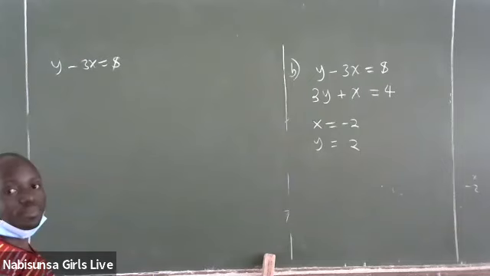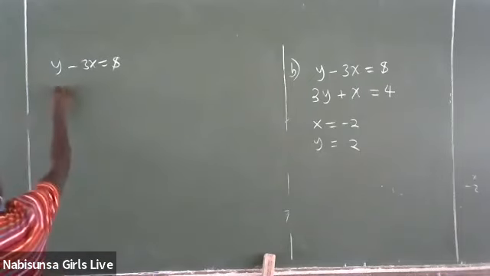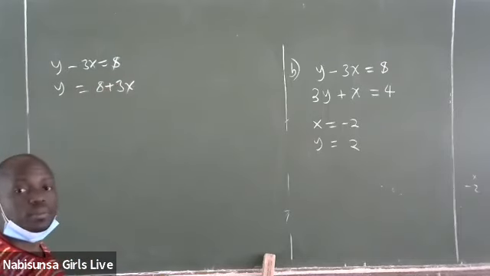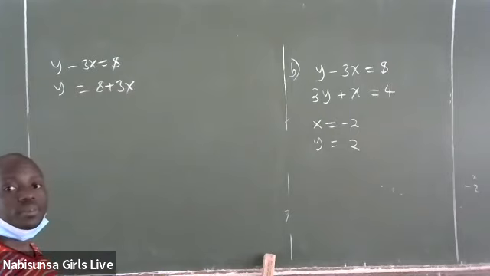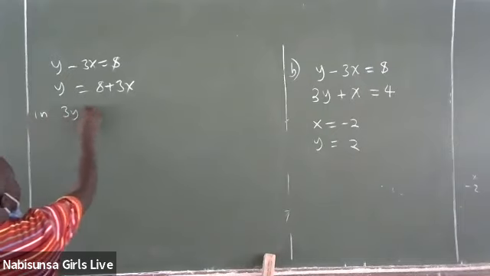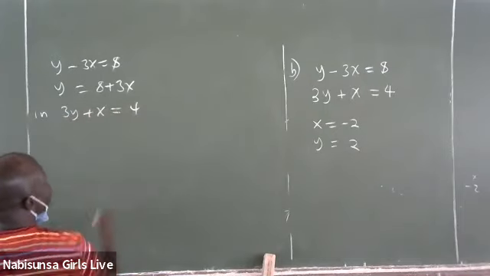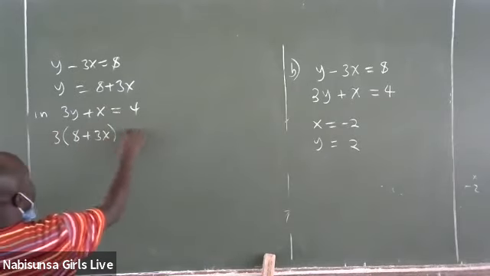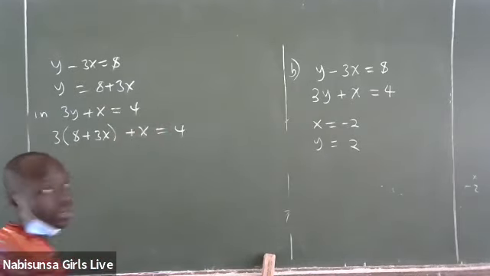Then I made y the subject. Did you get y as 8 plus 3x? Yes. Then you substitute in the second equation. So in 3y, plus... then I... So you got 3 into 8 plus 3x plus x is 4.